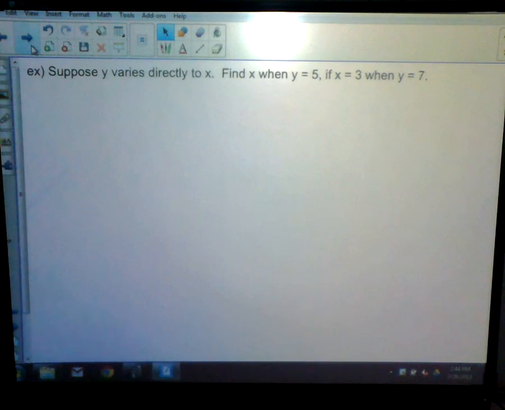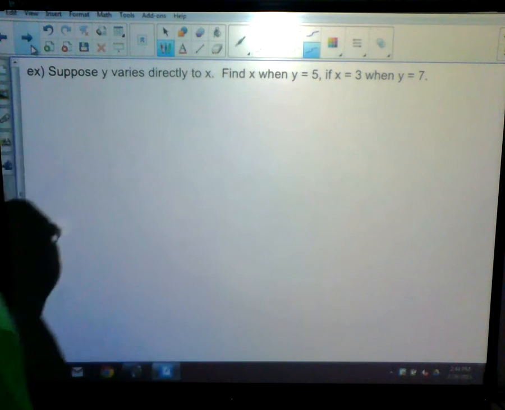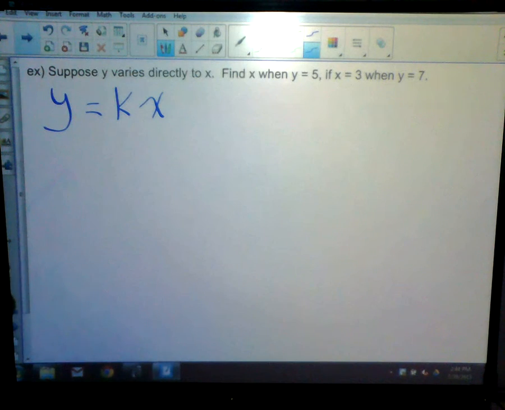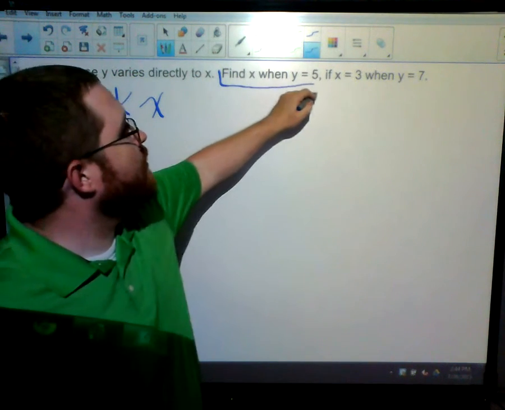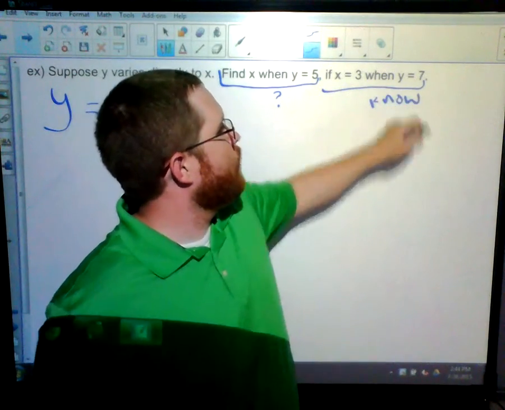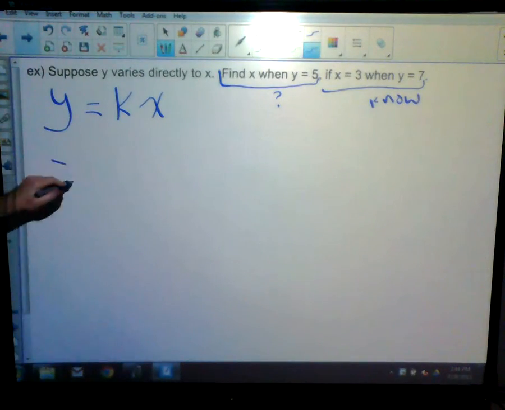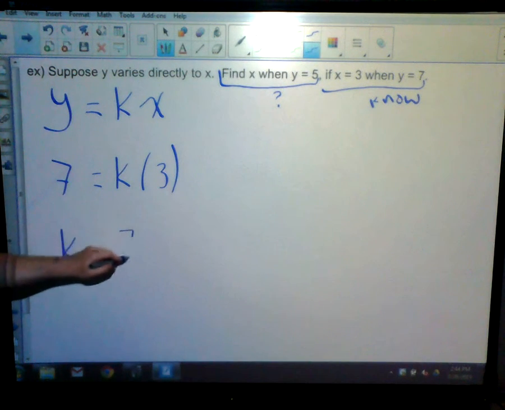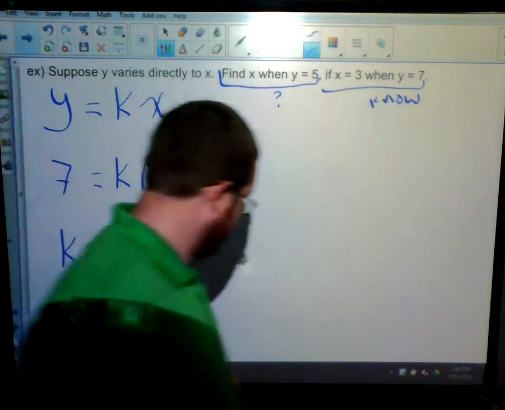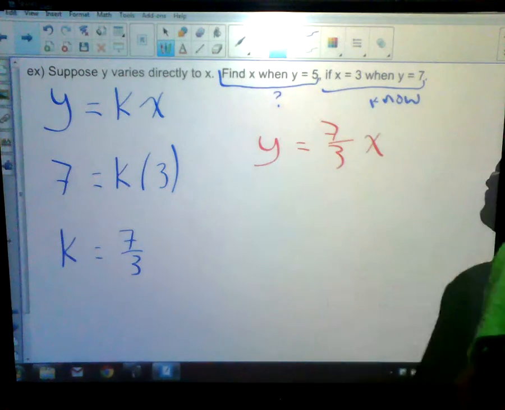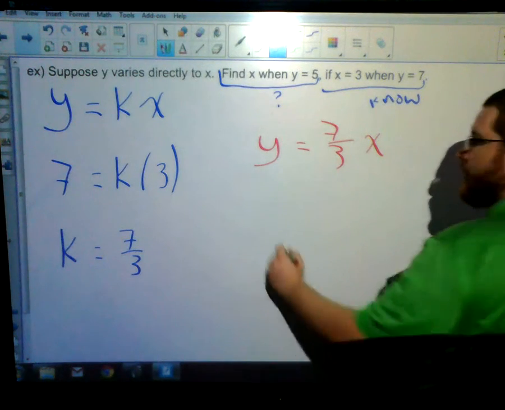This next example is the same type of problem. It's just worded differently. And people have trouble with this. Suppose y varies directly as x. So y equals kx. Find x when y is 5. That's really the question. This is what we know. If x is 3 when y is 7. So then I know k is 7/3. So now I've got y equals 7/3 x. Find x when y is 5.